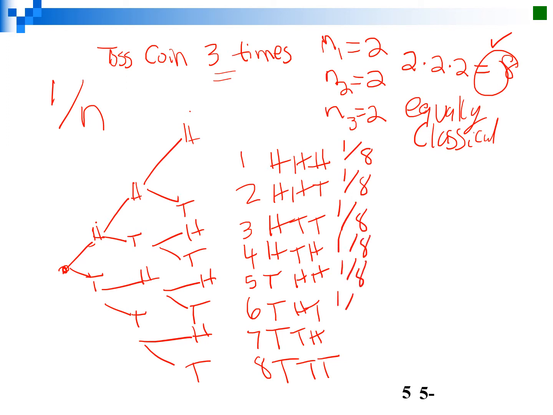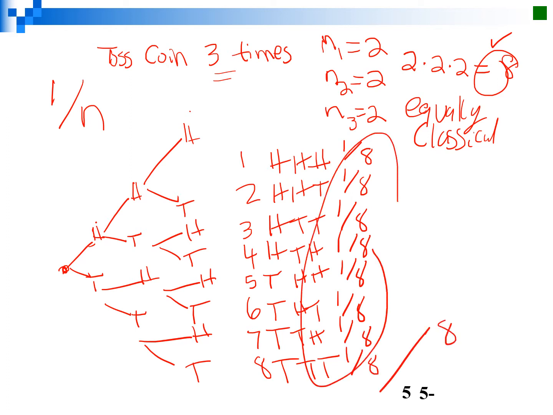So I'm just going to write 1 over 8 for all of these, and then I want you to make a note. If you were to add all these up at that point, you would get 8 over 8, or 100%, and that's kind of like a rule. The sum of all your probabilities should equal 1 or 100%.